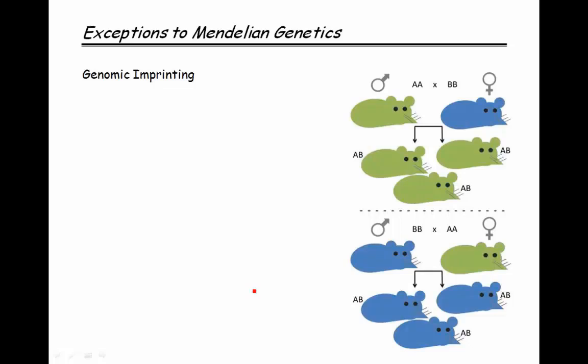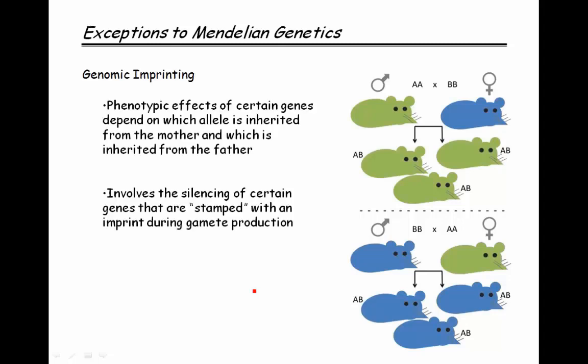Another thing we want to talk about is called genomic imprinting. Now, genomic imprinting falls under the field of what we would call epigenetics a lot of times. Genomic imprinting is when the phenotypic effects of certain genes depend on which allele is inherited from the mother and which allele is inherited from the father. Now, previously, we didn't really worry about which allele we got from mom or dad.